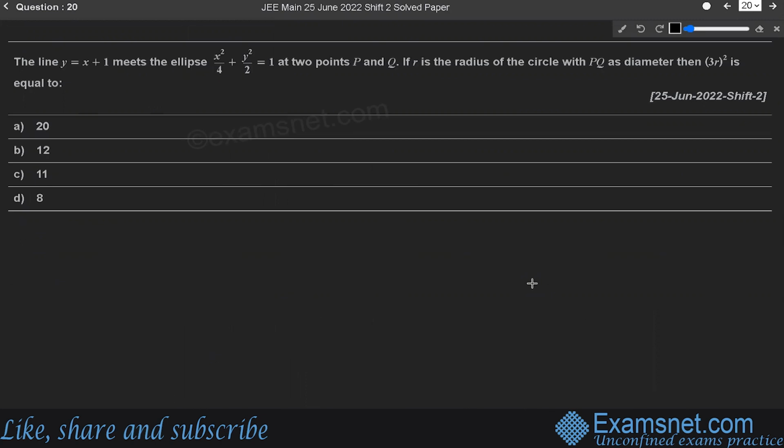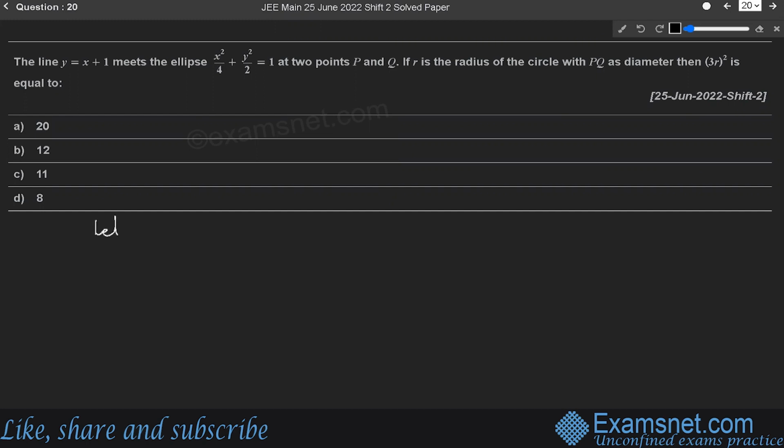Next question is a very important question. The line y is equal to x plus 1 meets the ellipse x square upon 4 plus y square upon 2 is equal to 1 at 2 points P and Q. If R is the radius of the circle with PQ as diameter, then 3R whole square is equal to. So we have to find 3R whole square value.